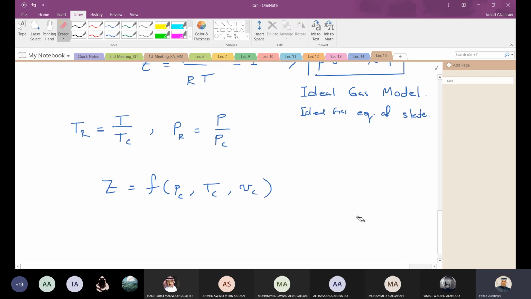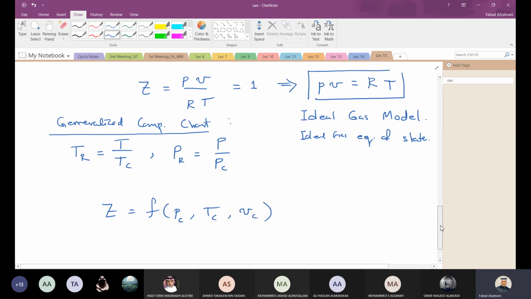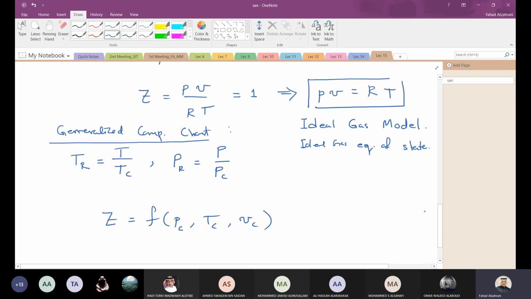So let's call this the generalized compressibility chart. Next time, guys, I will show you the compressibility chart again, and I'll explain this better, inshallah. Any question here? Any question? Okay guys, the quiz I think already started.